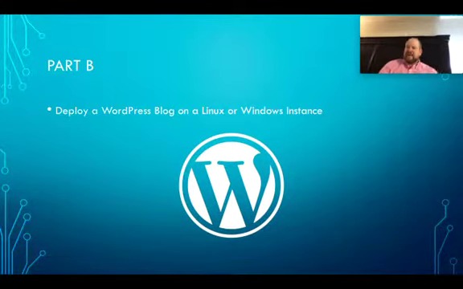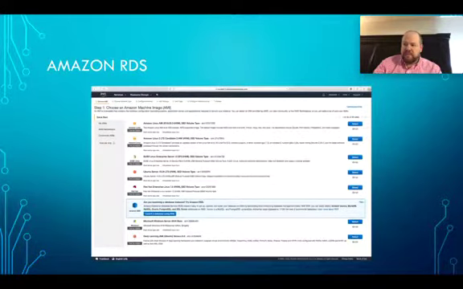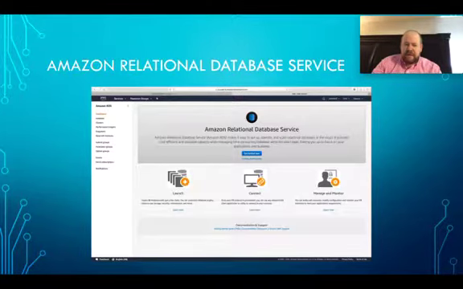Part B of the project is to deploy a WordPress blog on a Windows or Linux instance. So you can choose to launch the database from the RDS service of Amazon. It's the same type of deal. You go in to create an instance and choose. I use this shortcut to launch the database using RDS. You could also just go to the RDS console to do that. And it'll take you to this.